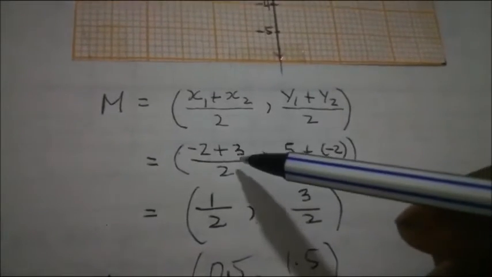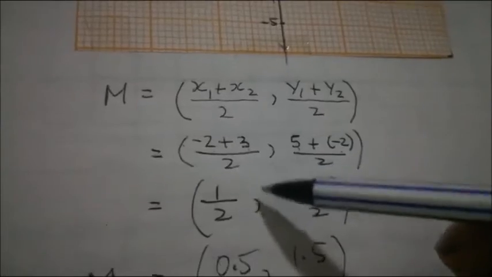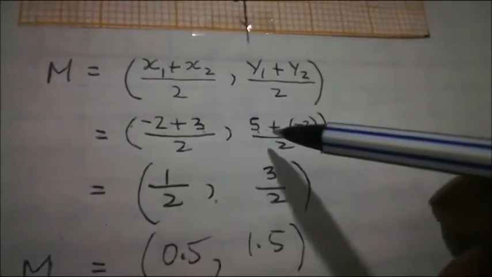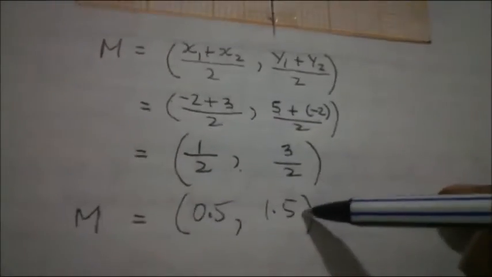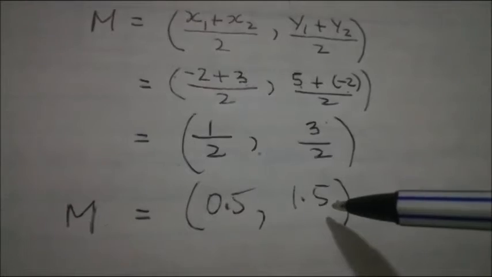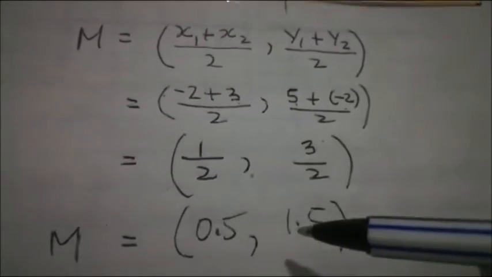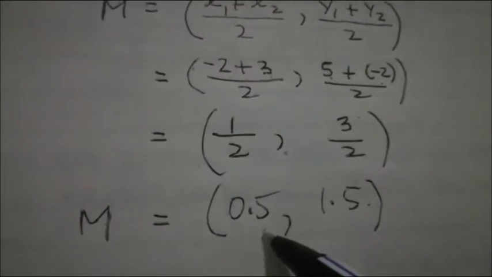So you get the gist now. You just put in the values, minus 2 plus 3 over 2, which is really 3 minus 2. So that works out to 1 over 2, which is a half. 5 minus 2 is 3. 3 over 2 is 1.5. You put it in decimal format. If you go back to the graph, the point is 0.5x, 1.5y.